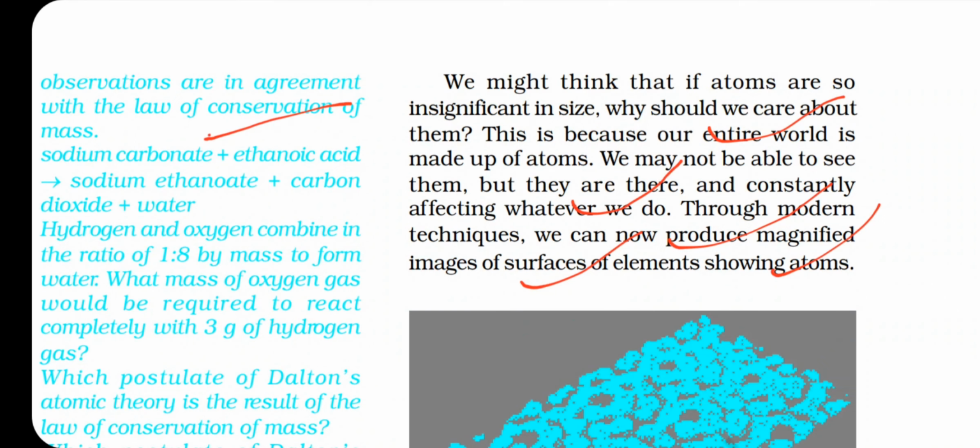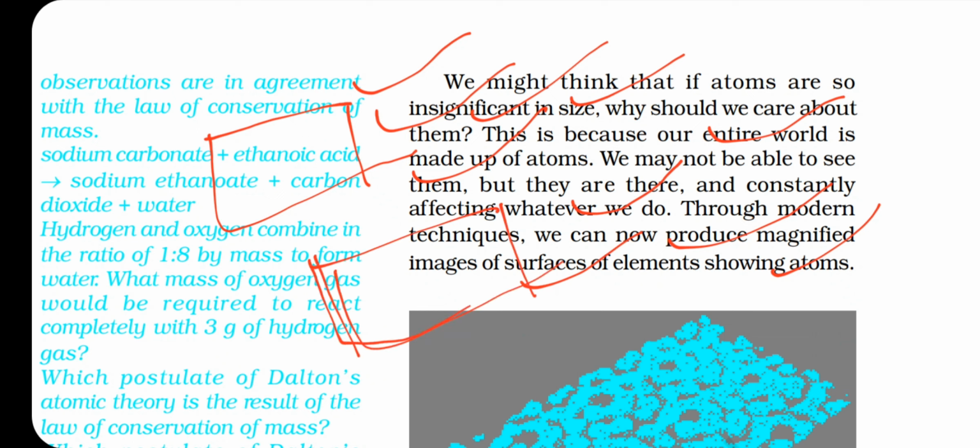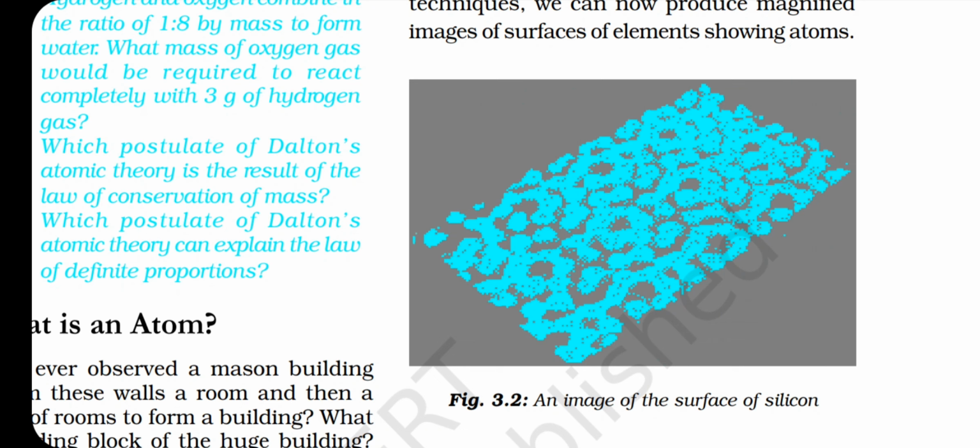So as the atom is so small in size, why should we not ignore it? Because all the substances and all the matter around us are composed of atoms only. The atom is the building block of all the elements, so it directly or indirectly affects our life. We should know about the basic structure and function of these elements and atoms. This image shows the surface of silicon. If we see the magnified image of the surface of silicon, it would look like this.